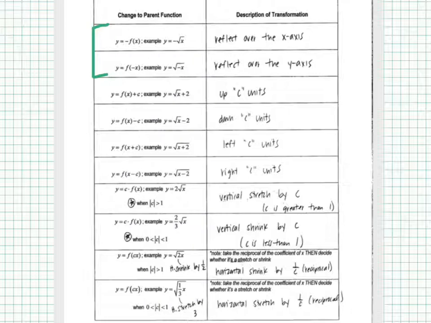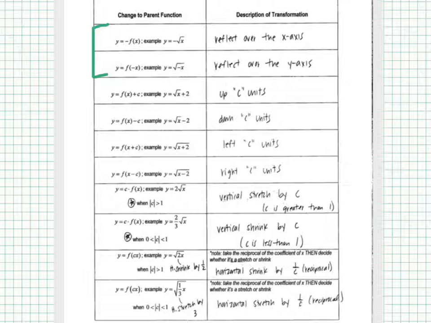If the negative's on the outside of the function, so outside of the grouping symbols, whether it be parentheses, the square root sign, absolute value, whatever, that's going to reflect the function over the x-axis. Think about it: it's going to take the function and flip it upside down. Essentially every y-coordinate is going to flip its sign. So if it's positive, it's going to become negative, and vice versa.